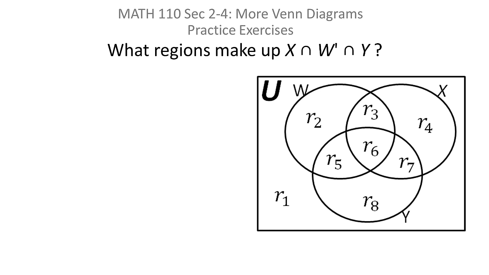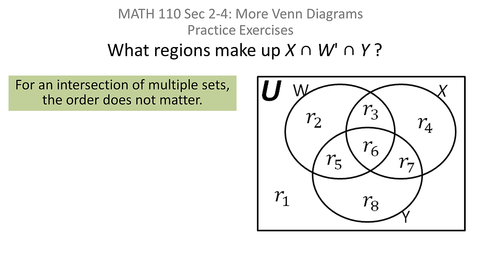Let's do another. This one says what regions make up X intersected with W complement intersected with Y. Now you have your choice about how to approach this, but my advice is to take advantage of the fact that when you have an intersection of multiple sets, the order you do it in doesn't matter. Think of it as if you were multiplying three numbers together. It doesn't matter what order you do it in.